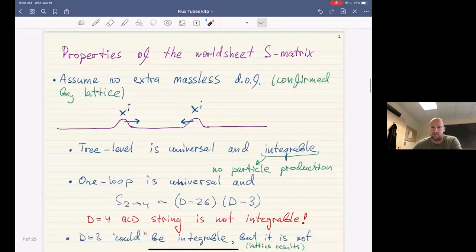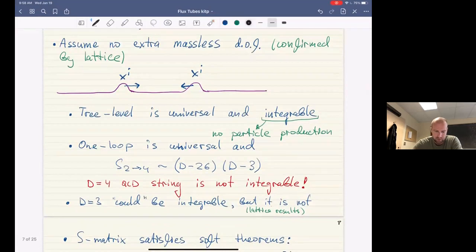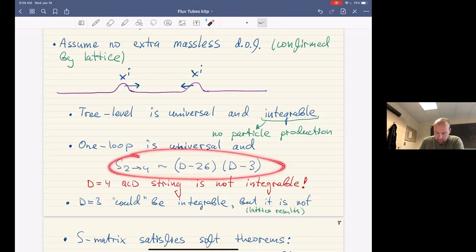Any more questions? Yes, loop counting is, I use derivative counting, but I call it loop counting. Good. So leading in energy is universal and integrable. One loop, meaning two more derivatives, two more powers of momentum, is also universal and has this property.